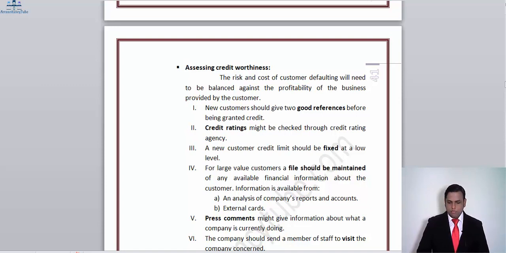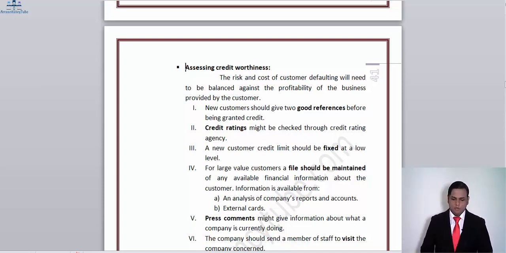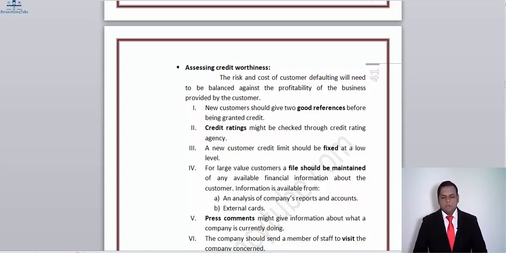For large value customers, a file should be maintained of any available financial information about the customer. Information is available from an analysis of the company's reports and accounts and external sources. Large customers are quite obviously big companies, and it's obvious for big companies to publish their accounts on their website. We can keep track of that whenever we talk about large customers.